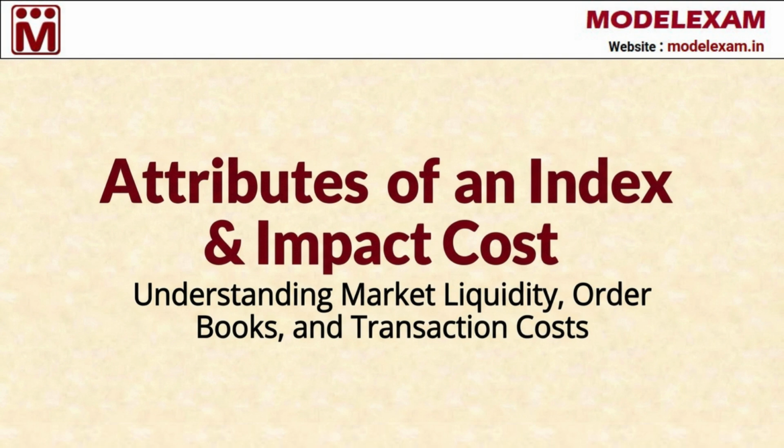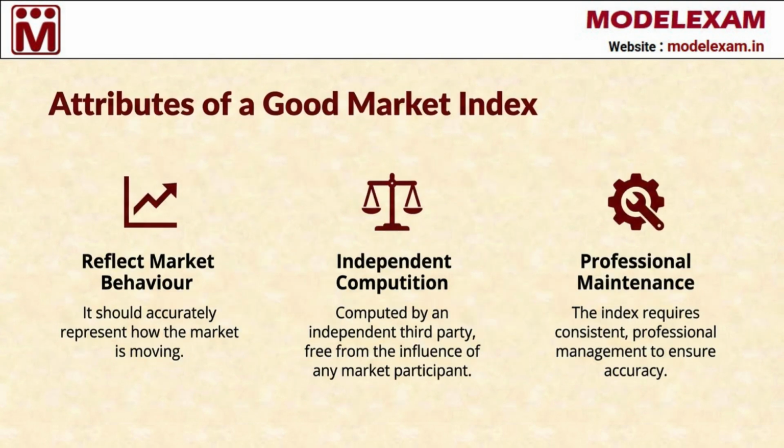Attributes of an index and impact cost. In this video, we will break down how market liquidity, order books, and transaction costs work in a clear and simple way. To start, a good market index should have three main qualities.